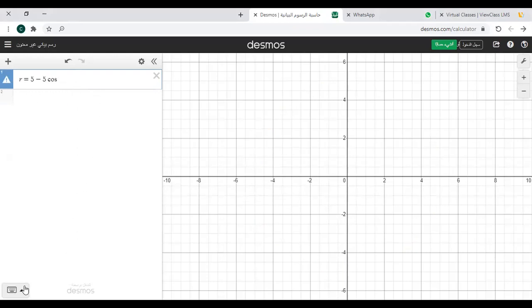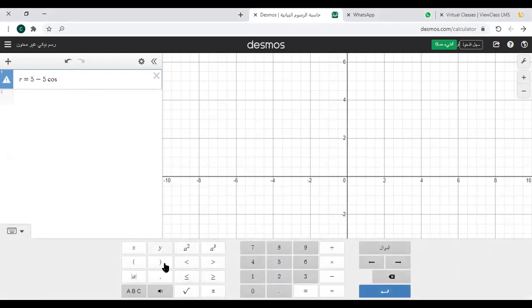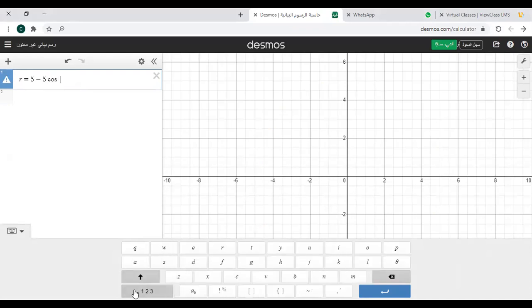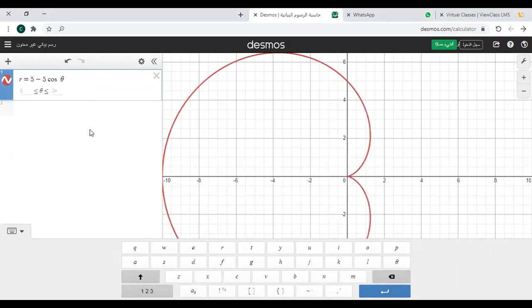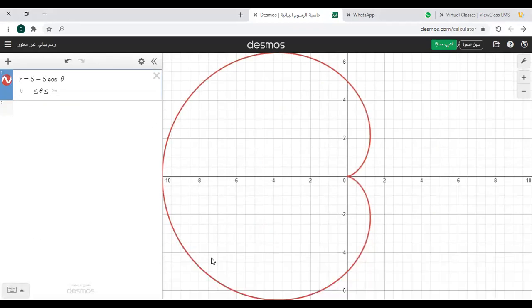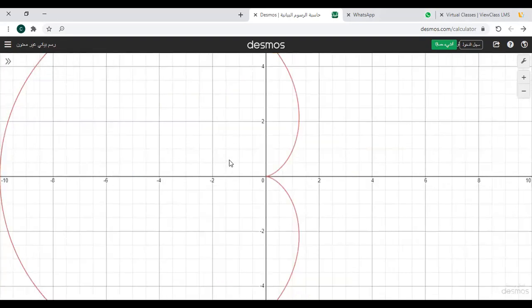I think we have it here in tools. Where is theta? Any angle. Here it is, cosine the angle theta. And then press what? Graph. As you see here, here is my apple, guys. Here is my heart on the screen, to know that my heart is for you only.